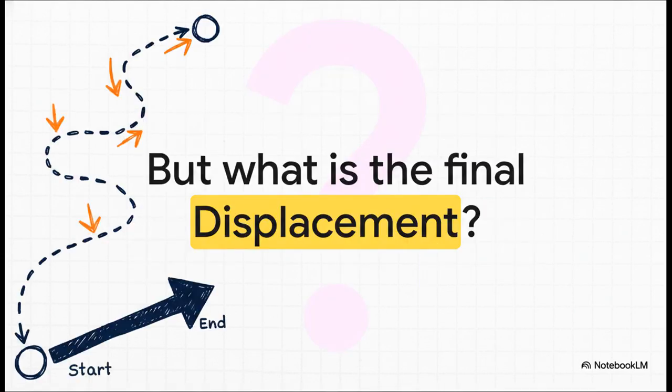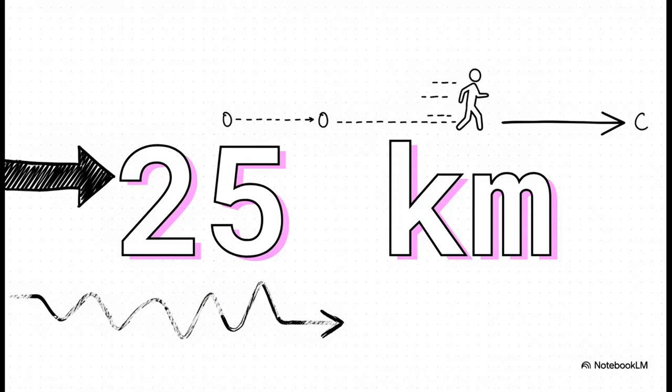But now, here's where it gets interesting. What's the final displacement? Remember, we don't care about the long journey anymore. We only care about the direct shortcut from the absolute beginning to the absolute end. So where did it start? At the origin, O. And where did it end up? At point C. The final position is just 25 kilometers away from where it started. So even though it traveled a whopping 95 kilometers, its displacement is only 25 kilometers. See the difference? It's huge.